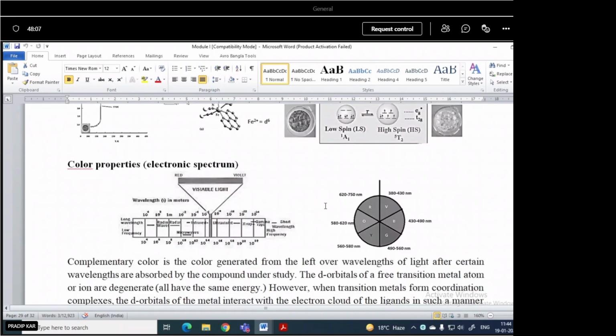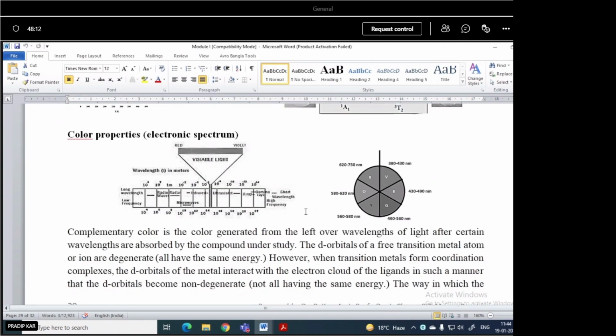And the other property, as we have already explained, is the color properties. Here, the important thing is that probably you have played with the color wheel. Do you know the color wheel? When we rotate the color wheel at high speed, you will see the white color, but actually it is painted with the VIBGYOR colors. Have you seen this toy, the color wheel toy?